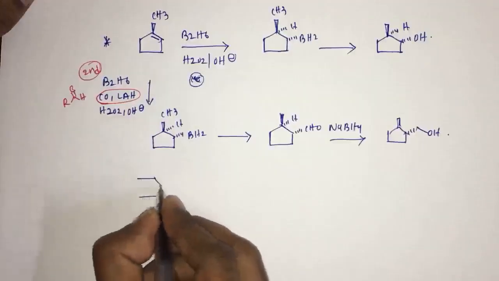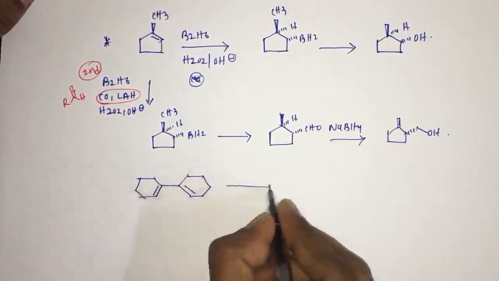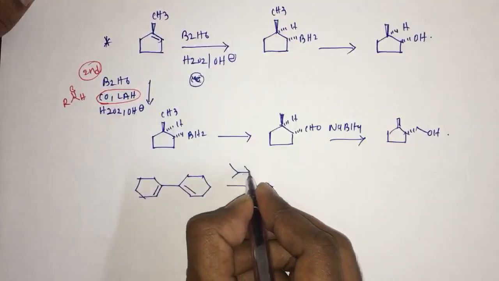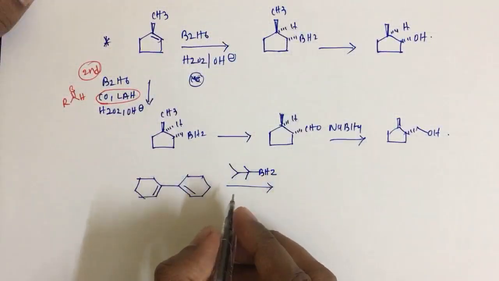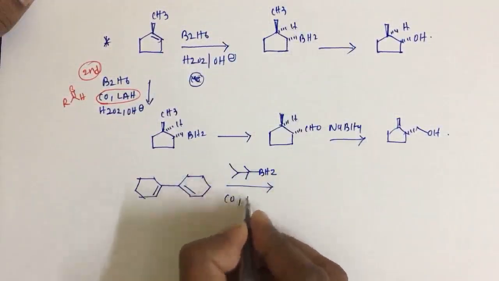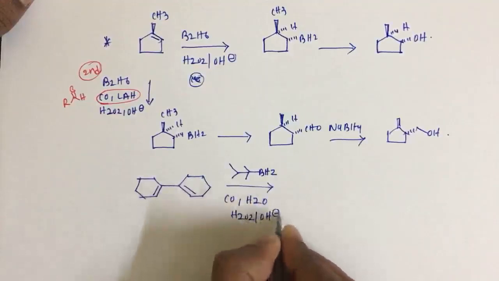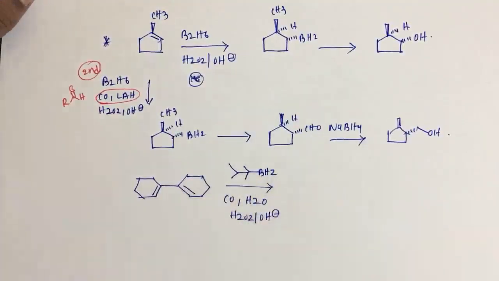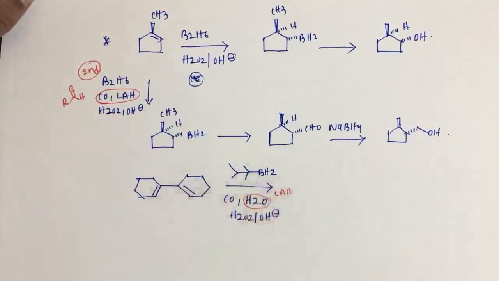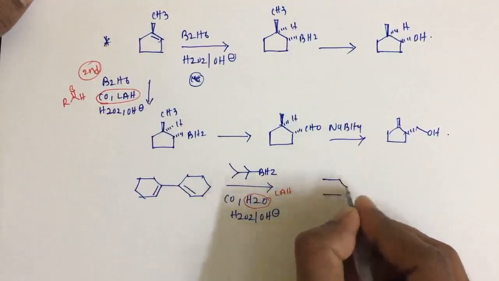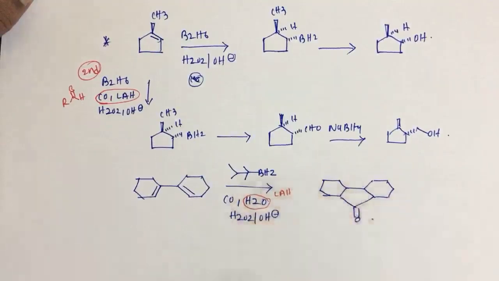Next we have this compound. In the first step we have borane, and then CO, H2O and OH minus. So this is the third mechanism that I have explained. Instead of lithium aluminum hydride, they have given water. So what is the product? Ketone. So you can directly write the product, ketone.